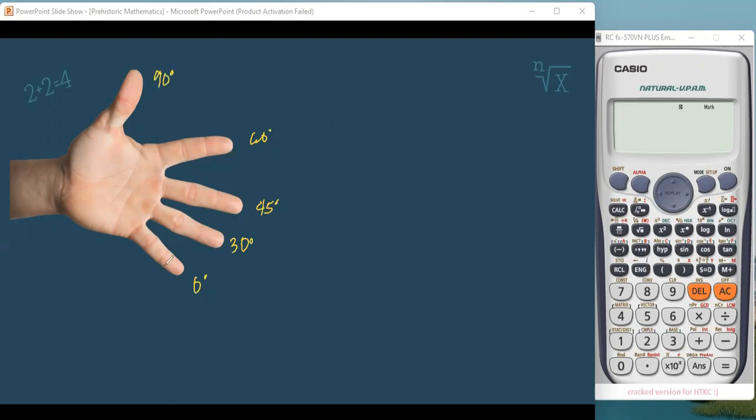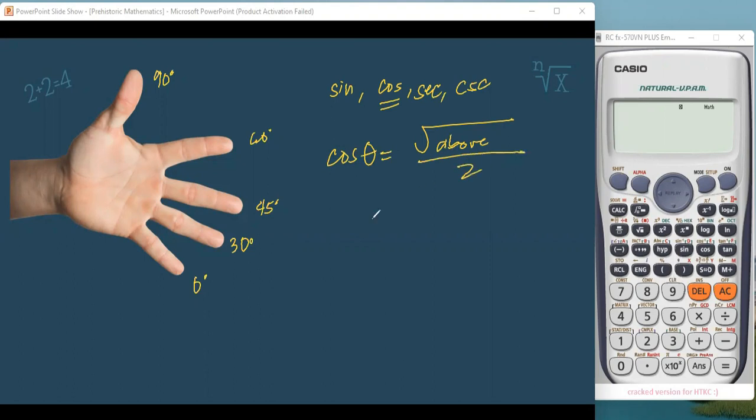Now, ito po, patihaya pong kamay ang ating gagamitin kapag ang hinahanap po natin ay mga values ng sine, cosine, secant, and cosecant. So first, how to find the values of cosine? So cosine theta will equal to the square root of the fingers above over 2. So ano pong ibig sabihin yan? For example, let's have cosine 0 degrees is equal to the square root of, so 0 degrees, ito po.